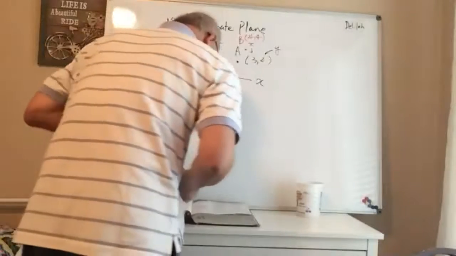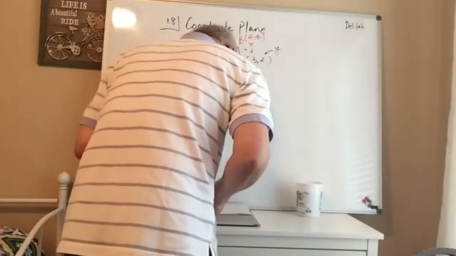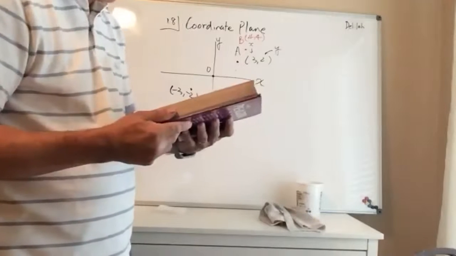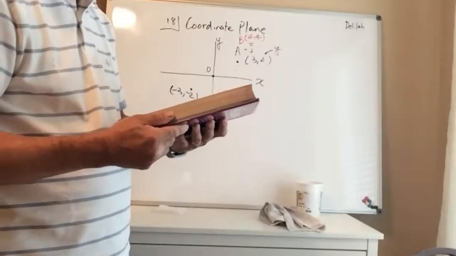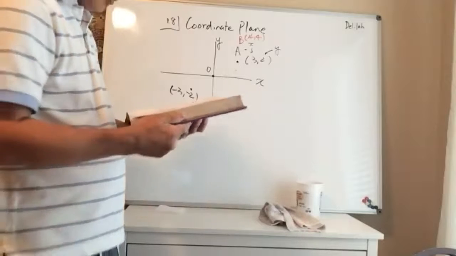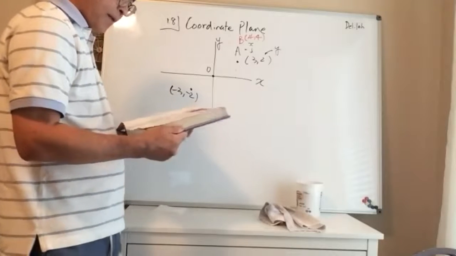So let's see if we can do this. Let's work example number 1. Give the coordinates of the point A. So let's look at your book, page 47. A is what? I go 2 to the right and 4 down. So it'll be 2 and -4, right?